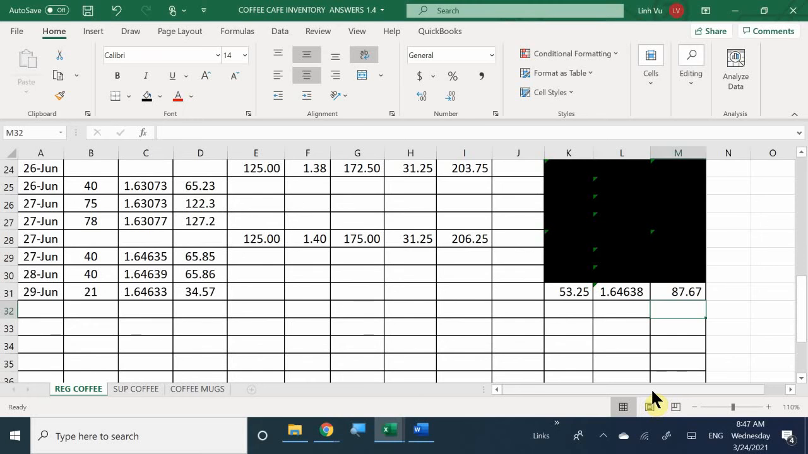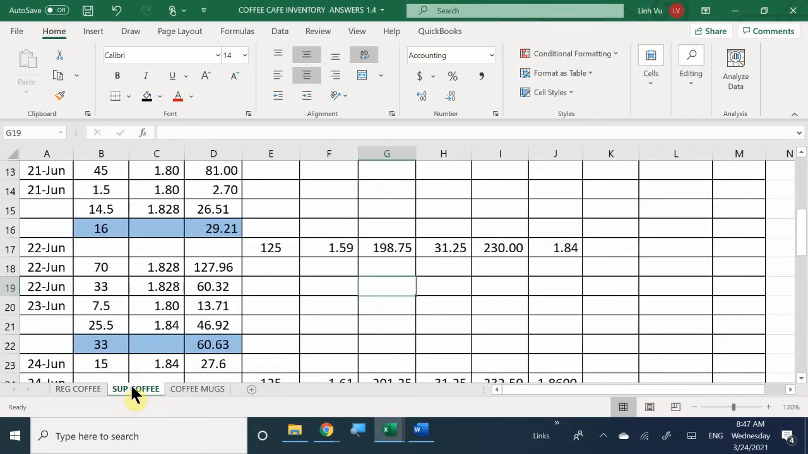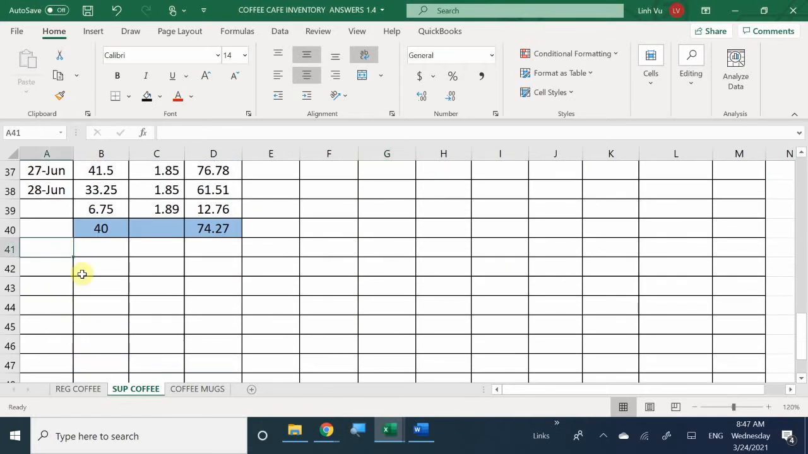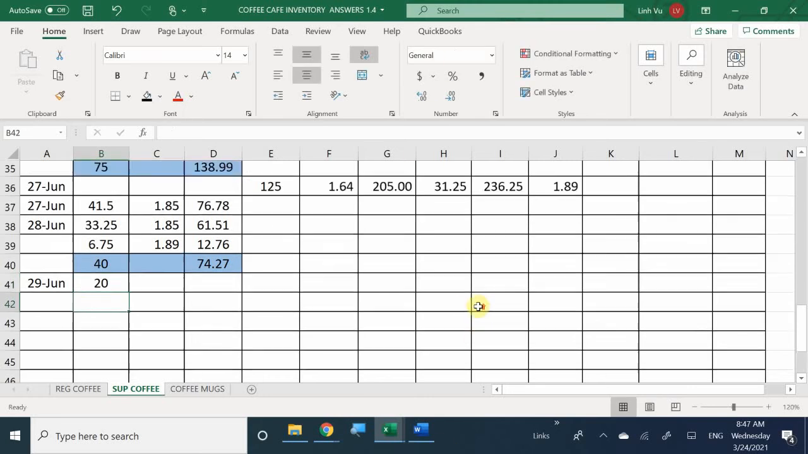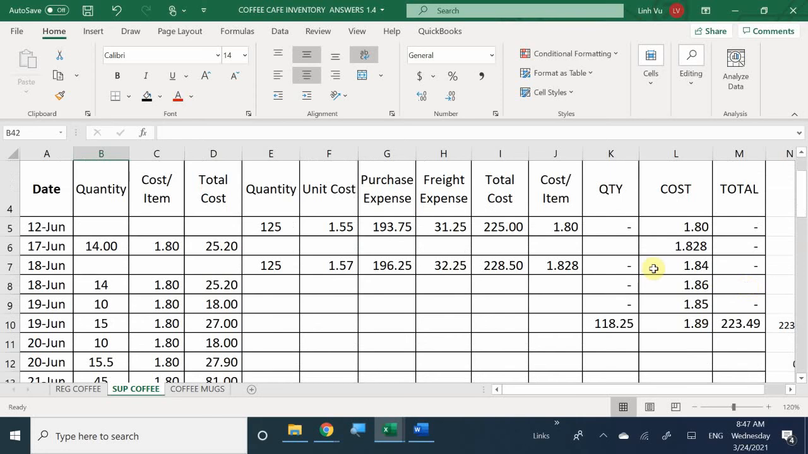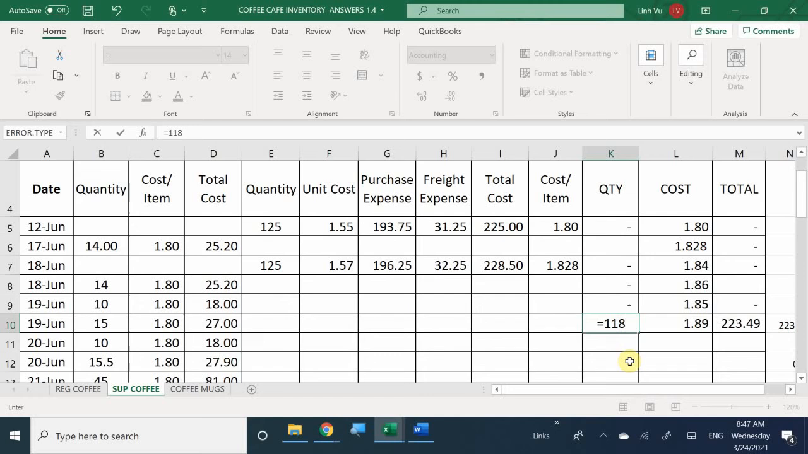Okay. All right. So next is going to be Supreme Coffee. All right, so it is the 29th. How many pounds of Supreme Coffee did we sell? 20. So let's take a look at our inventory. Do we have enough for 20? Yes, we do. We have 118.25, minus 20, 98.25.